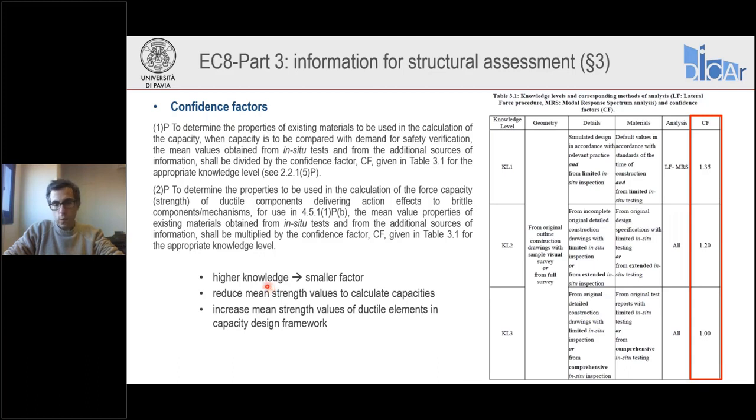It is used in two ways. It can be used to reduce the mean strength, when these strengths are used to calculate the capacities, which is the most common situation. But it can be used also to increase the mean strength in case of ductile elements, in case these strengths are used to calculate the demand on brittle elements, and is typically used in a capacity design framework. The recommended values of these confidence factors are listed in this table, and are ranging from 1.35 to 1.